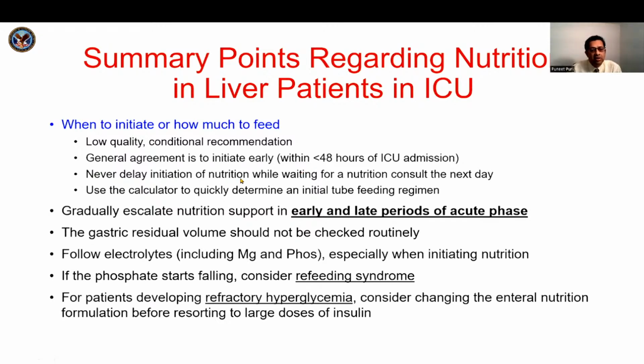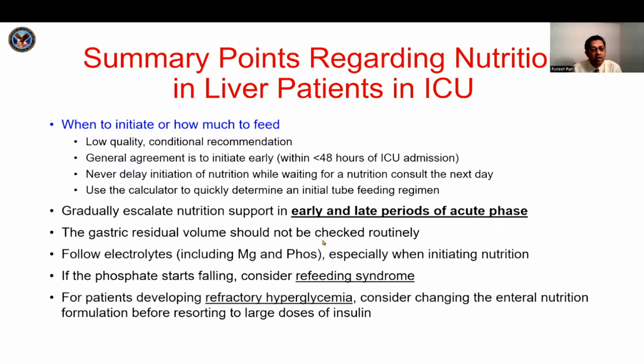Never delay an initiation in nutrition while waiting for an official nutrition consult the next day. As I shared, the calculator can easily be used to quickly determine an initial tube feeding regimen. Gradually escalate nutrition support in early and late periods of the acute phase, reaching about a 75 to 80% goal, and then into the late phase to reach full goal.